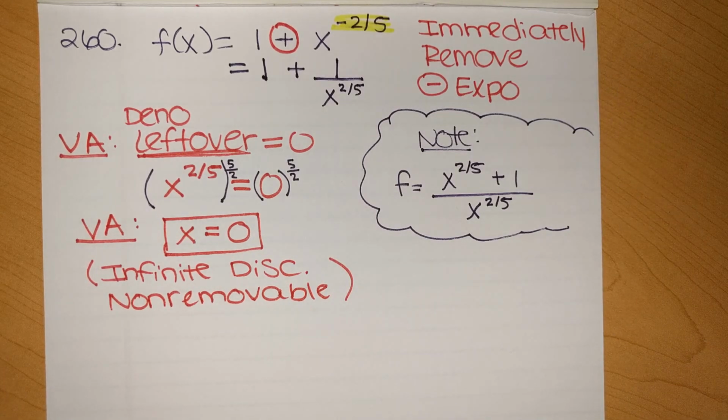So I think the big lesson to learn from this is immediately remove your negative exponents by moving them down to the denominator, and then go from there after you get rid of the negative exponents.